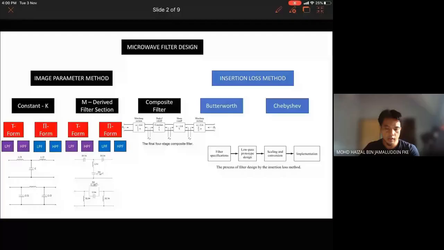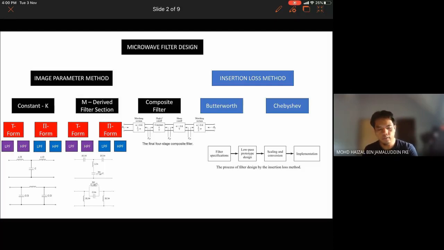Okay, here we are, the second method on the image parameter method, which is the m-Derived filter section. The same as the constant K, it has the T form and pi form for low pass and high pass filter. So let's go through.